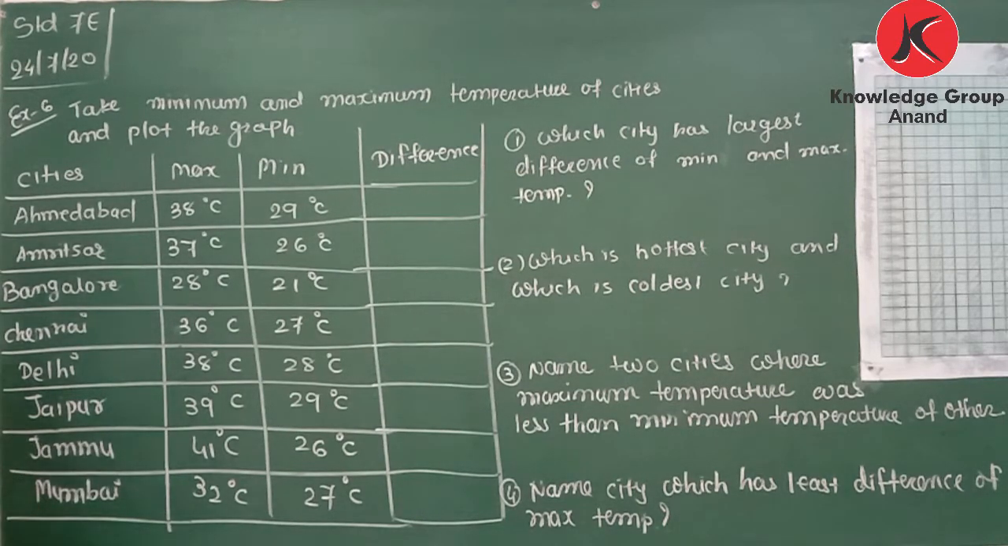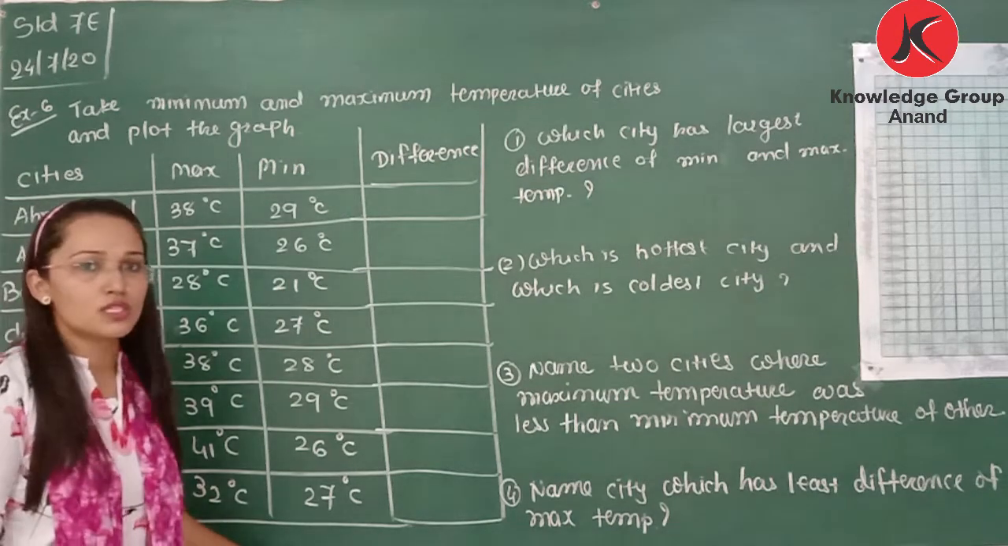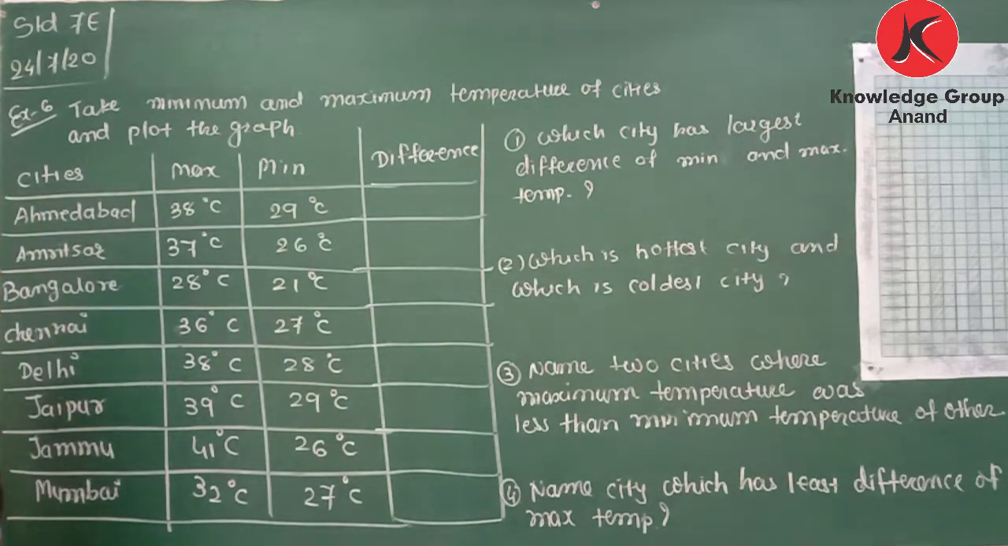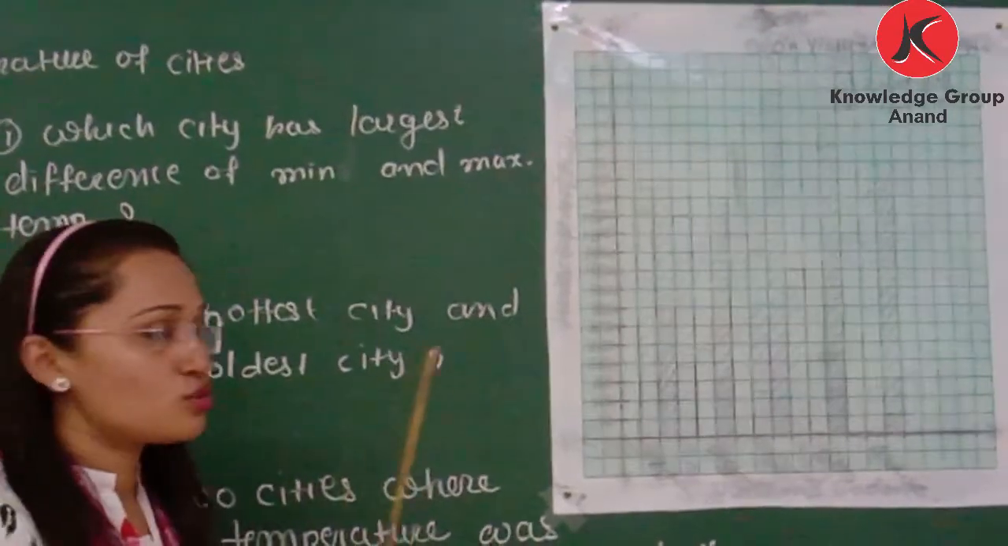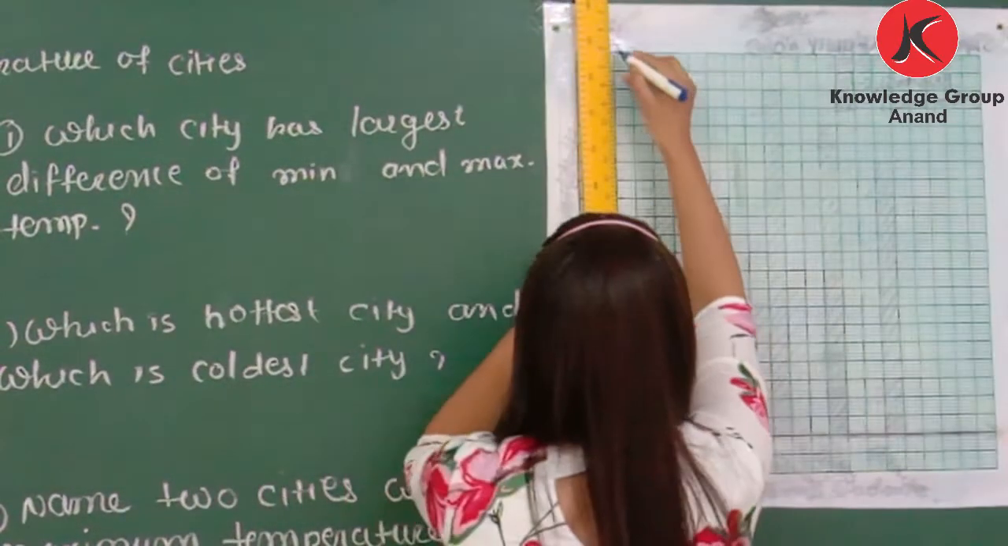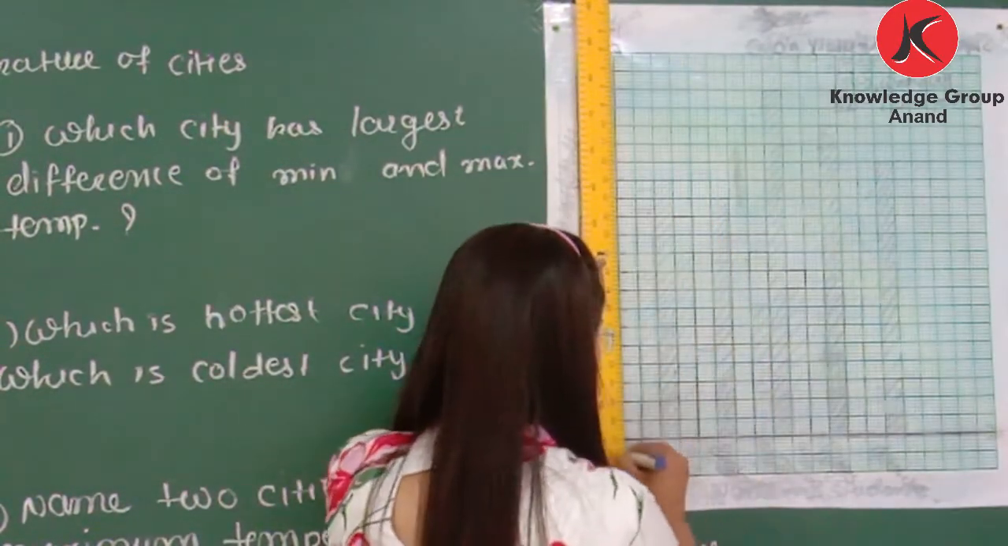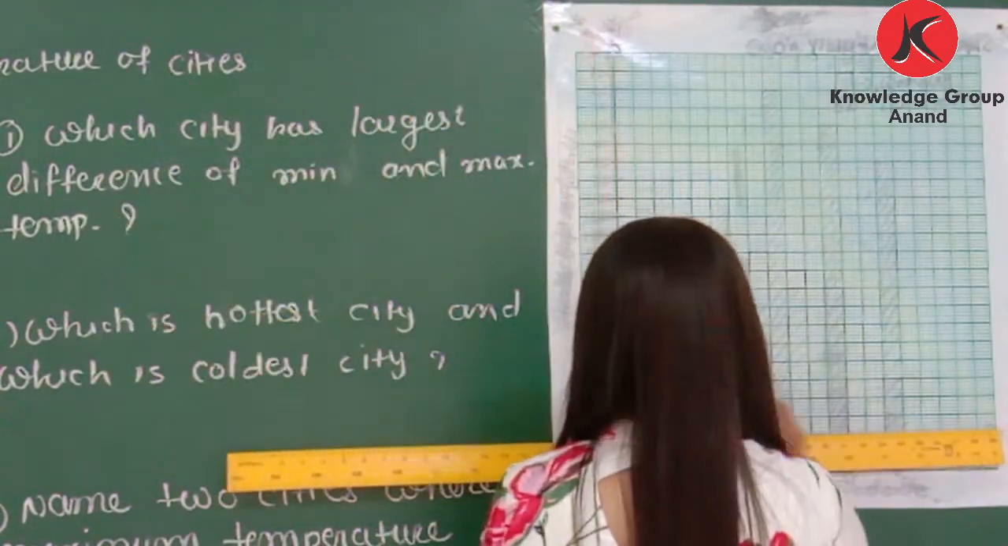So now let's plot a graph. What scale we will select? It is better to use a scale: 1 unit is equal to 5 degrees Celsius. Okay. So here let's start. So we will draw one vertical line, one horizontal line.